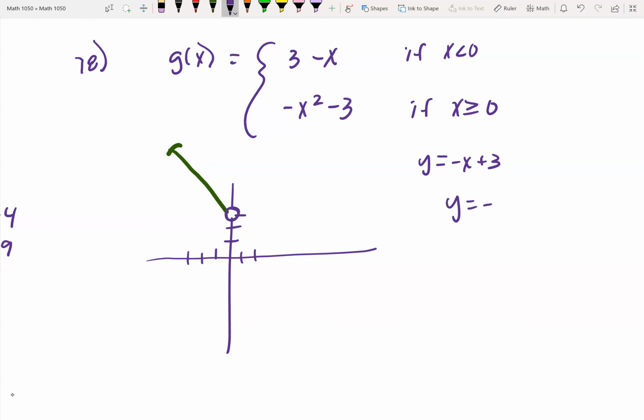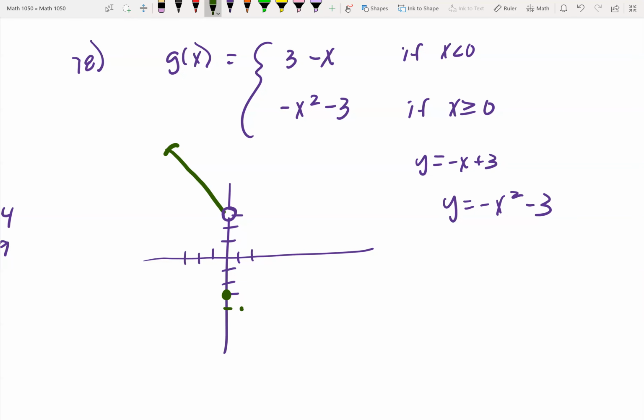The next equation is y equals negative x squared minus 3. So you go down 3, make a dot. And then this is a parabola that opens down. So I'm going to go right 1, down 1, right 2, down 4. Same thing on the other side. So it's going to look like that. But the only thing I'm supposed to keep is greater than or equal to 0, which is to the right of the 0. So it looks like this. And since I have an equal sign, that circle is going to stay closed.